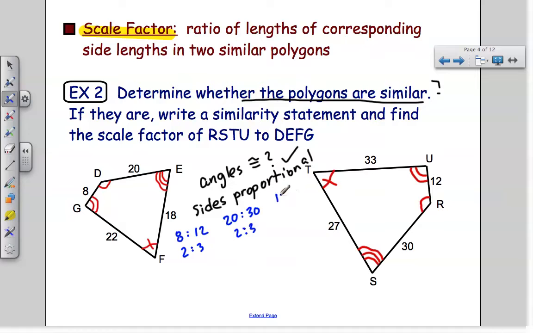What about this side of 18? That corresponds to, let's see, between the 3 arc and 1 with the tick mark. Between 3 arc and 1 with the tick mark is 27. Divide by 9. 2 to 3 again.